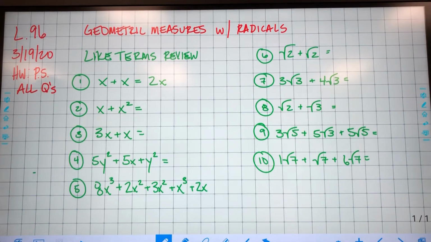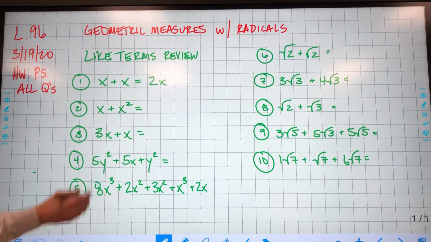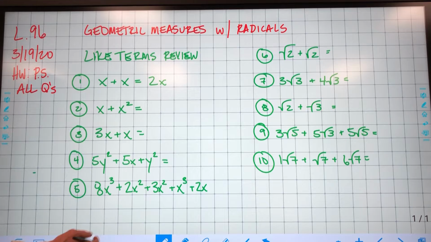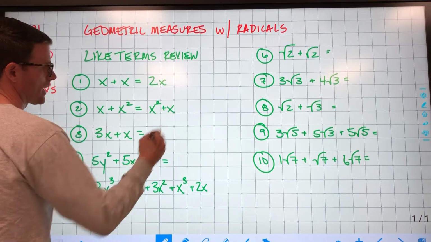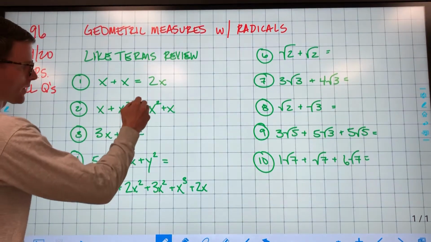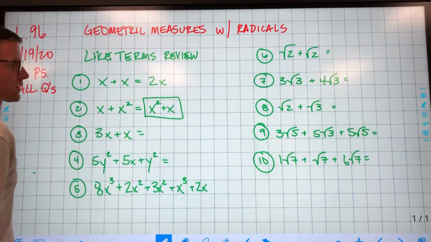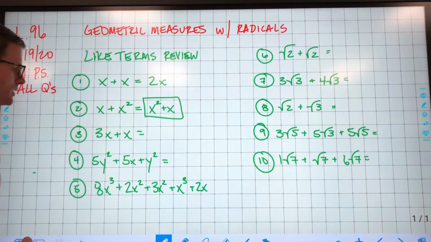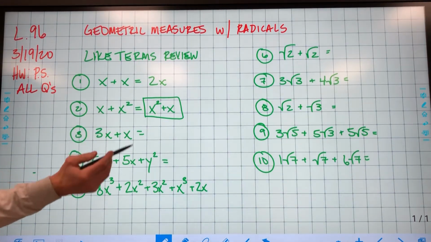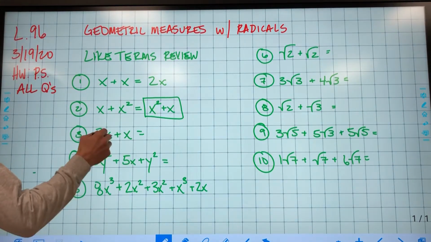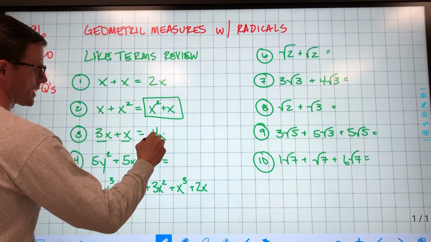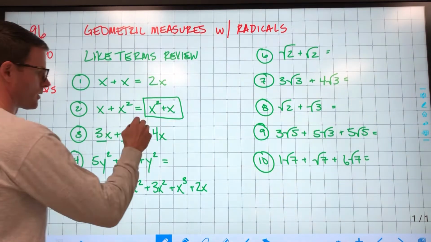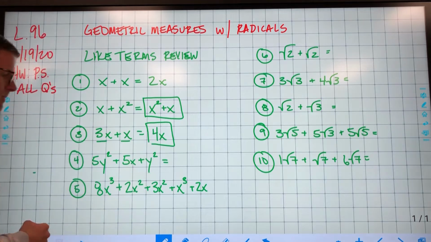Over here we should have just a healthy dose of review. So number 1, x plus x equals 2x. Number 2, x plus x squared. I don't have any like terms, so I can't do anything. It stays x squared plus x. I have to write that in standard form, with the highest order exponent first, so x plus x squared would be wrong on a test. 3x plus x, both like terms, so I can combine. The only thing that changes when I'm adding like terms is the number in front, so that would be 4x.